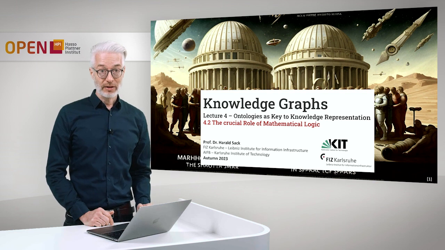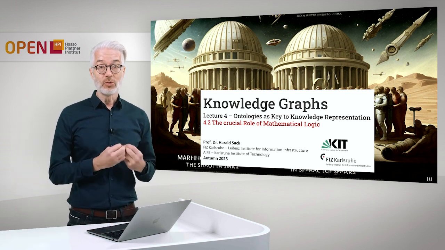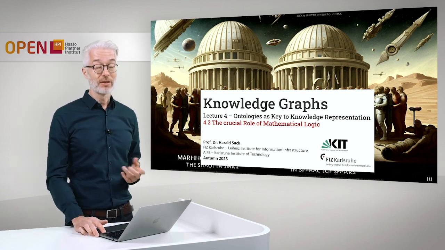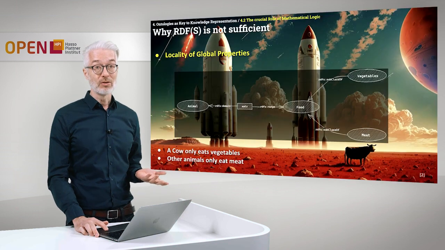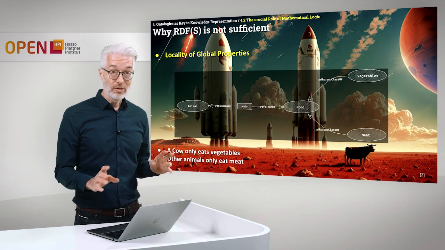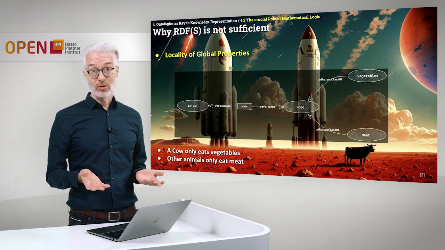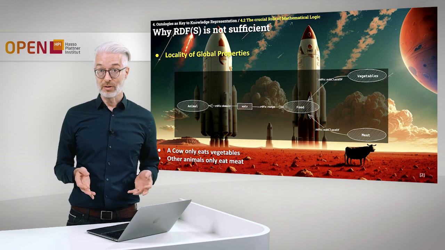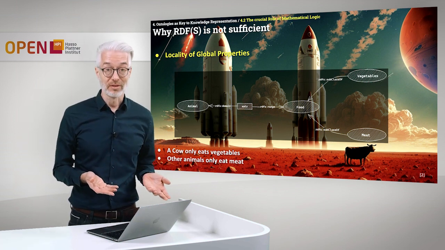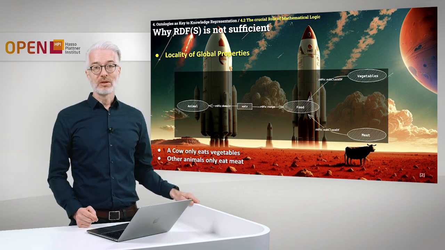In this section of the lecture we are talking about the crucial role of mathematical logic, especially if you want to talk about ontologies. So first of all, what we did so far was based on RDFS, and I'm going to show you now first why RDFS is not sufficient for our purposes. So let's assume the following example.